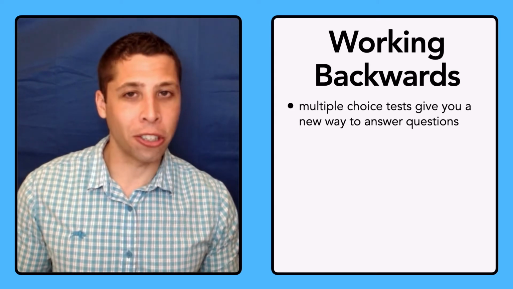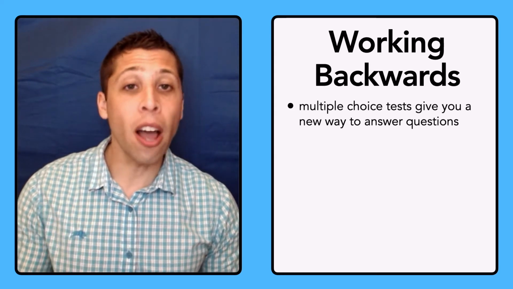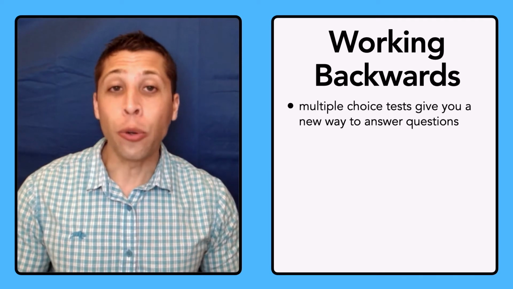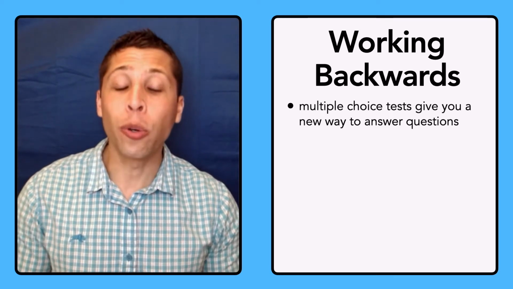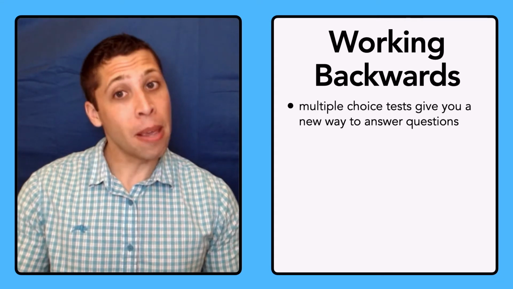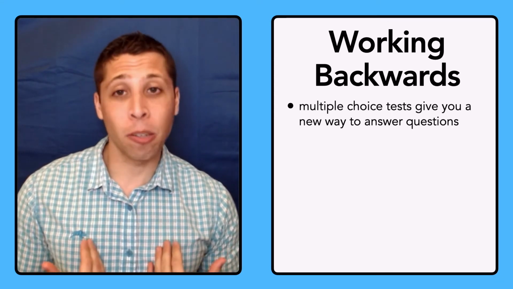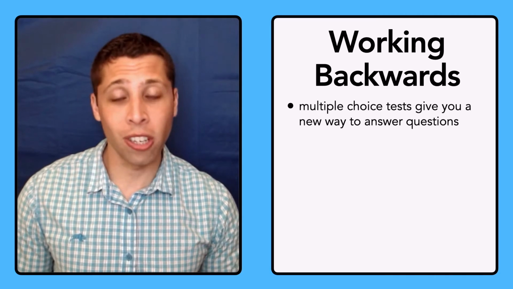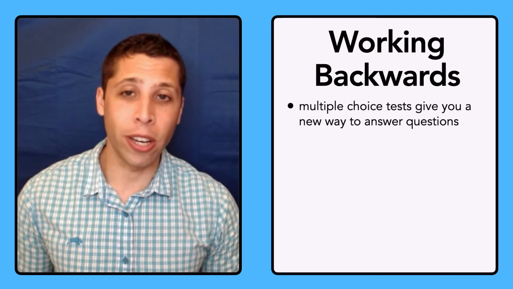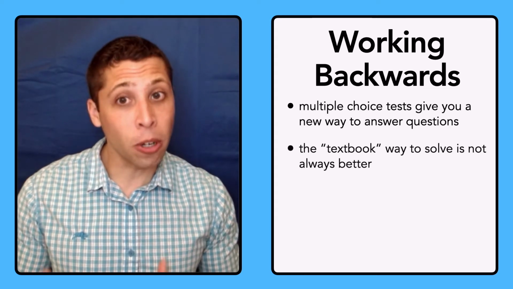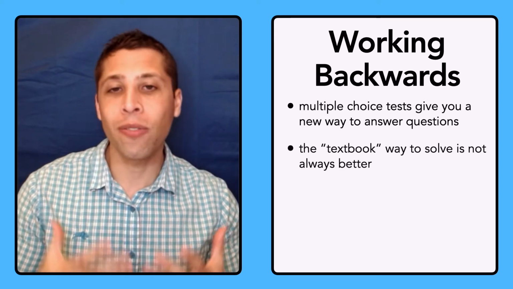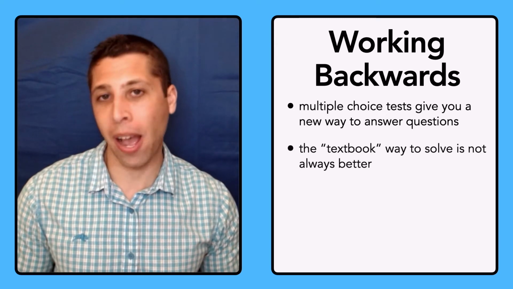That seems logical, but multiple choice tests give you another option that's easy to forget. You can read the answers and then see which one matches the question. You can work backwards. Maybe this seems obvious to you, but in my experience, when students get stuck on a question, it's because their thinking is too rigid. They're so determined to answer the question the way that a textbook might teach it that they ignore this very obvious shortcut of working backwards.